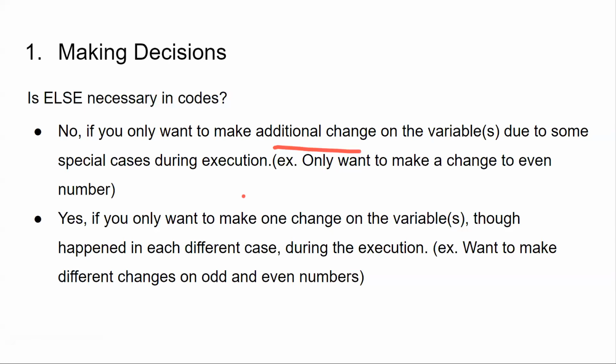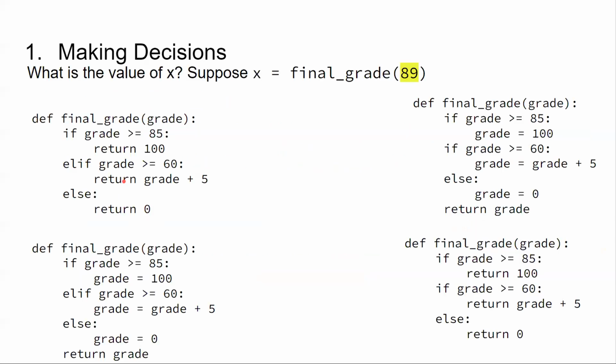So let's have a 5 minute practice to see what the outputs of the functions are. We have 4 functions, and let's see if you can find out what value each will return if I pass in 89. Type your answers in the order 1, 2, 3, 4 in the chat box. Let's have 5 minutes to do that.